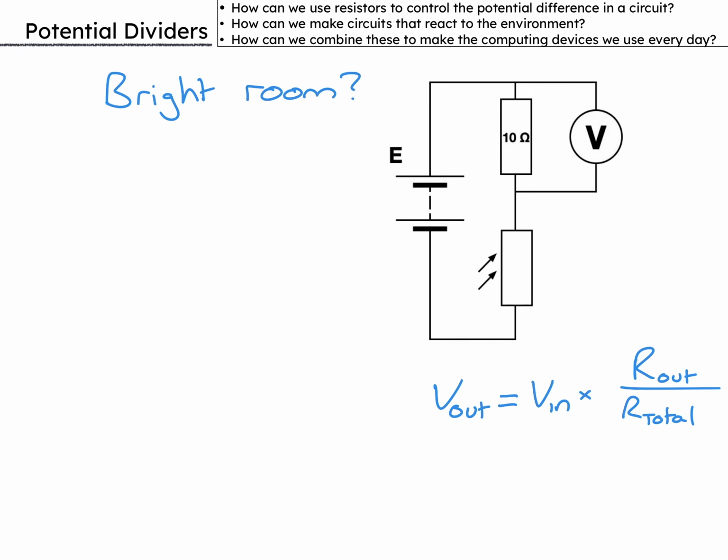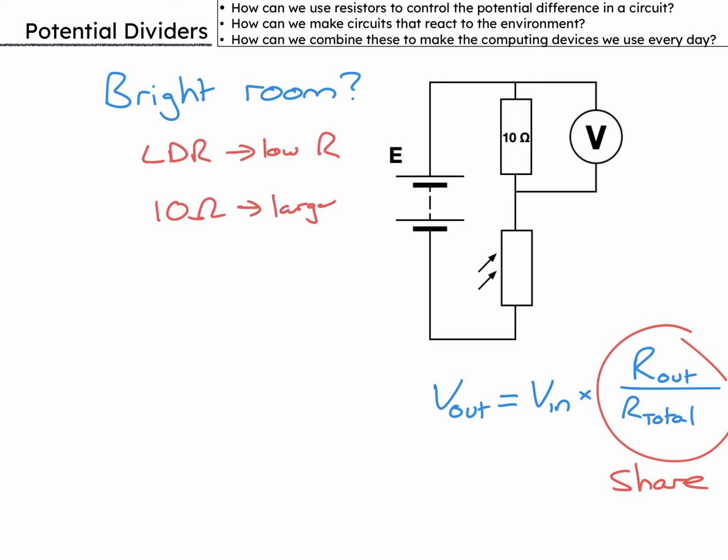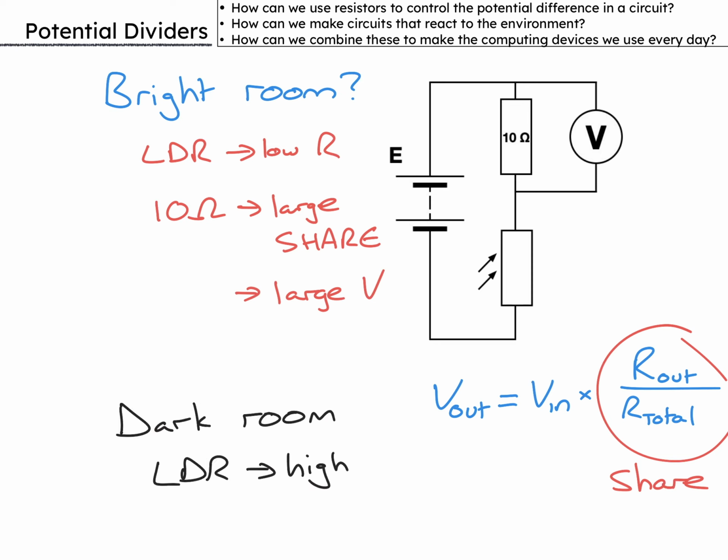When the light is bright, the 10 ohm resistor has a large share of the total resistance from this equation. So the measured voltage is large. But when it is dark, the 10 ohm resistor has a small share of the total resistance, so the measured voltage is small.